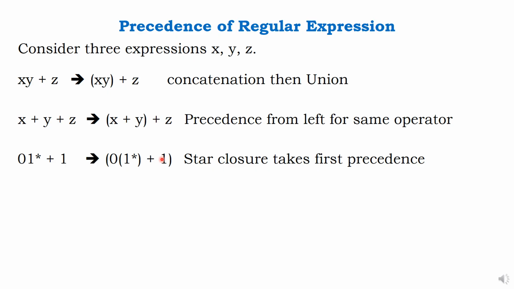That's what we discussed. Always star operator takes the first precedence. So the highest precedence is given to star operation. Then we will go for concatenation, that is dot operation. Then I will go for union, that is plus. So highest priority order I have given here.